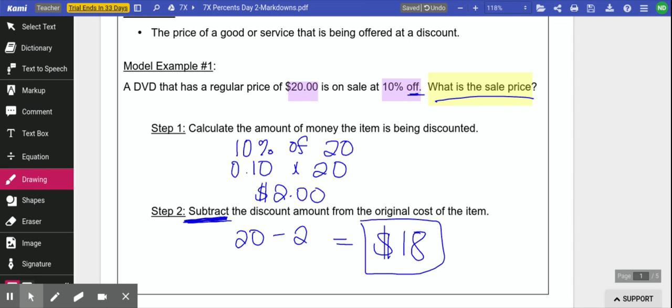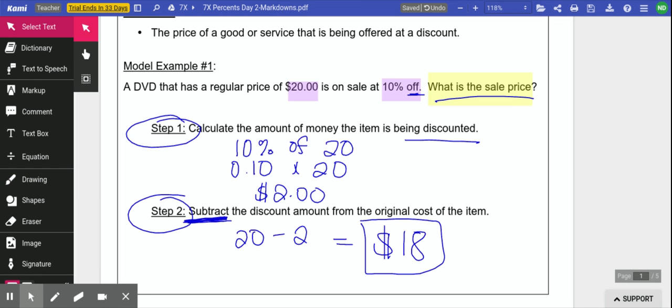And again, guys, this is where you have to read the question carefully, because some questions might tell you to find the sale price, and if I tell you to find the sale price, you have to complete both step 1 and step 2. But some questions I just might ask you to find, hey, what's the discount amount? And if that was the case, you would only have to complete step 1. So again, make sure we're reading questions very carefully.